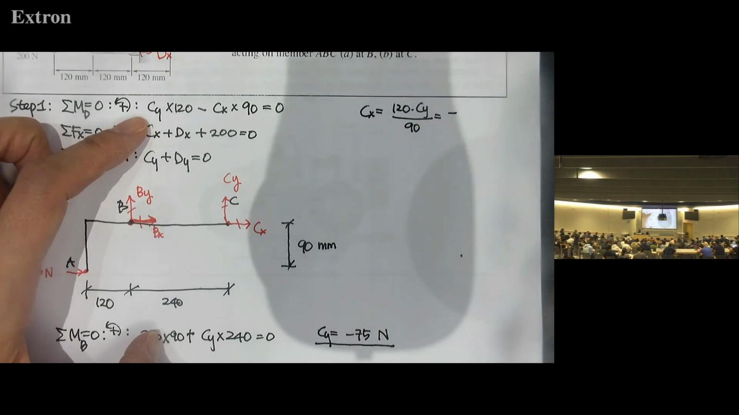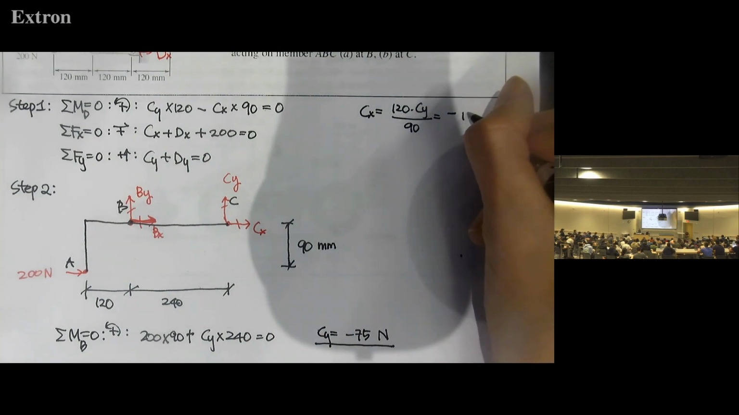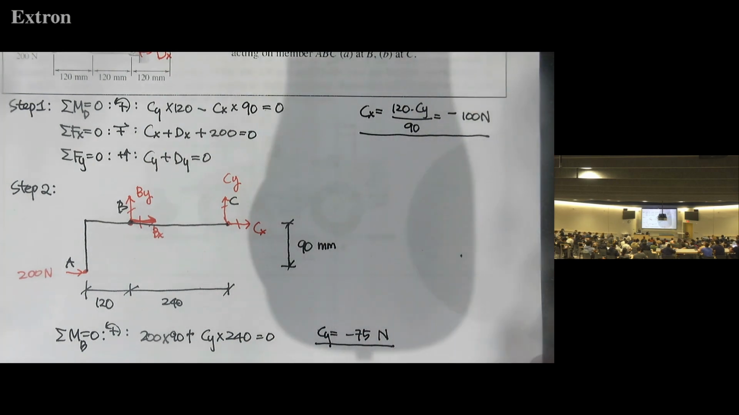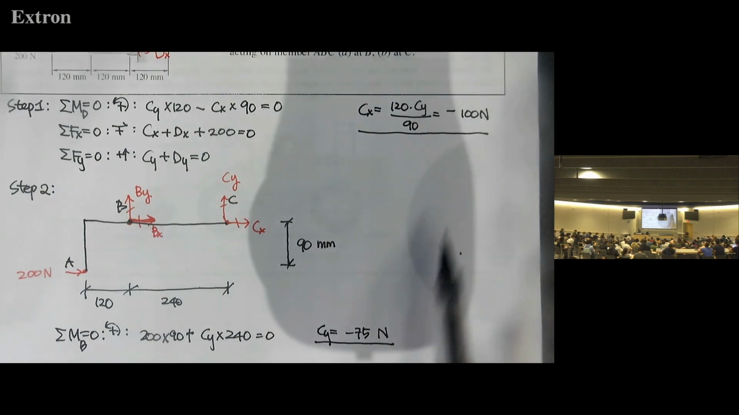Cx is 120 times Cy divided by 90, right? So that's minus 75 times 120 divided by 90, right? So it's minus 100. So what we have is Cx minus 100, Cy minus 75 Newton. Okay. Any questions so far?